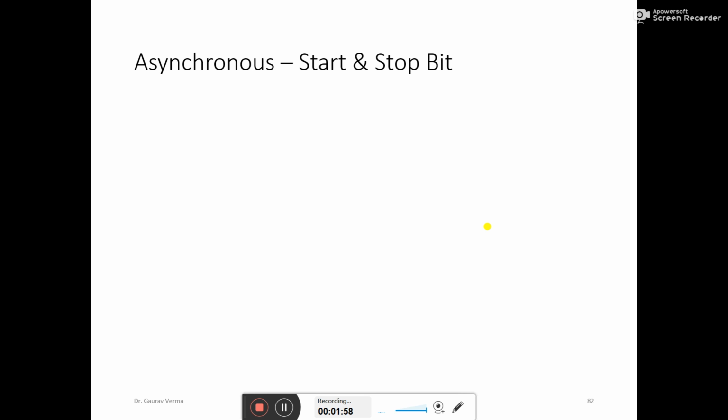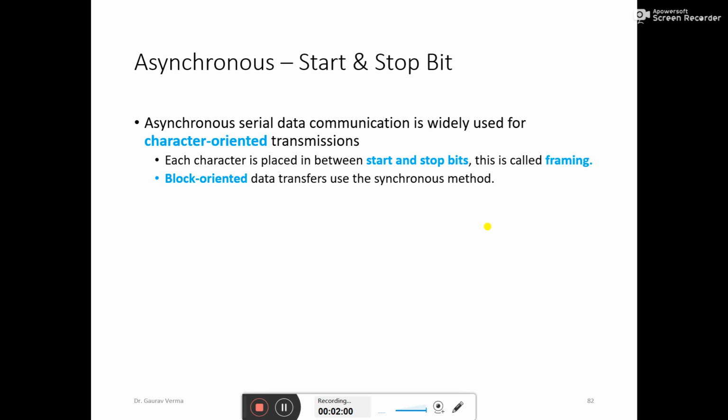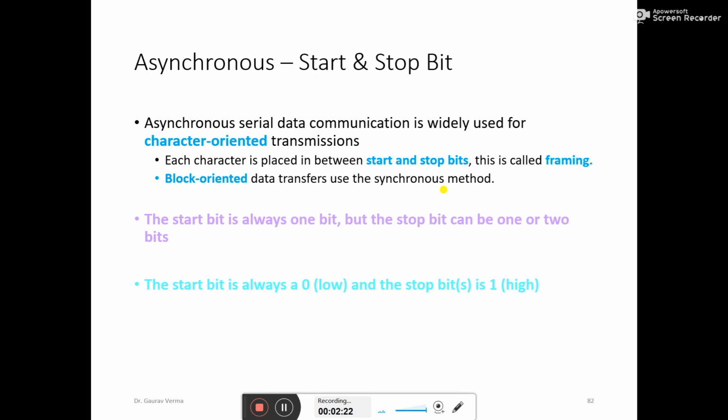Asynchronous uses start and stop bits. Asynchronous serial data communication is widely used for character oriented transmission. Each character is placed in between start and stop bits, and this is called framing. Block oriented data transfer uses the synchronous method. The start bit is always 1 bit, but the stop bit can be 1 or 2 bits. The start bit is always 0, low, and the stop bit is always high.